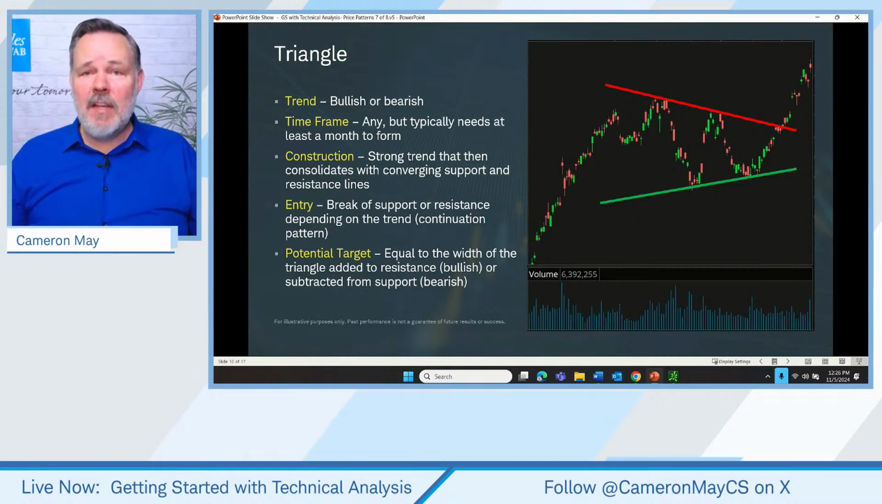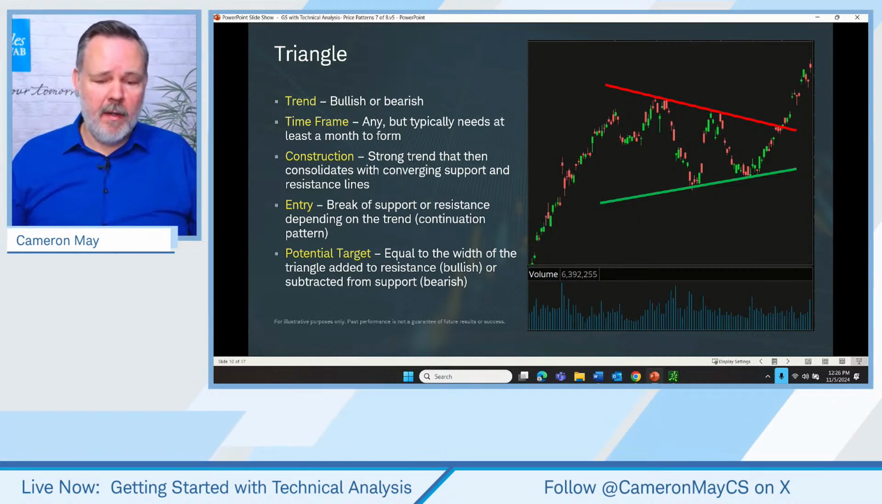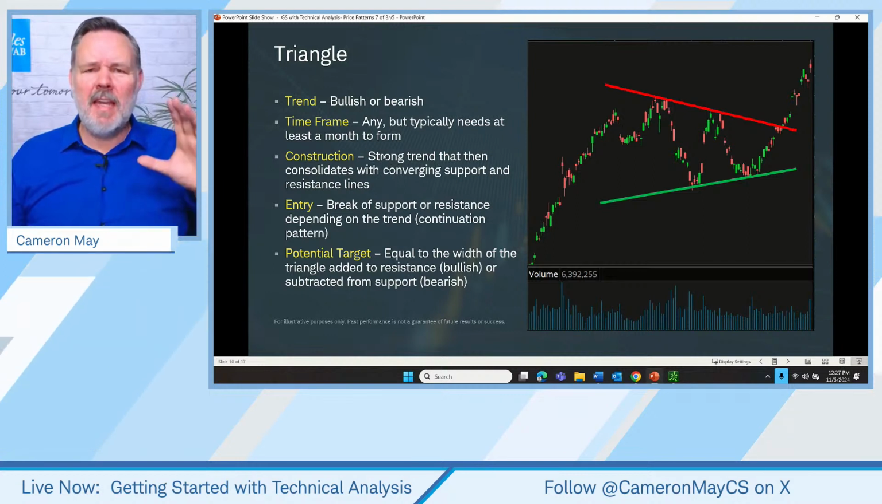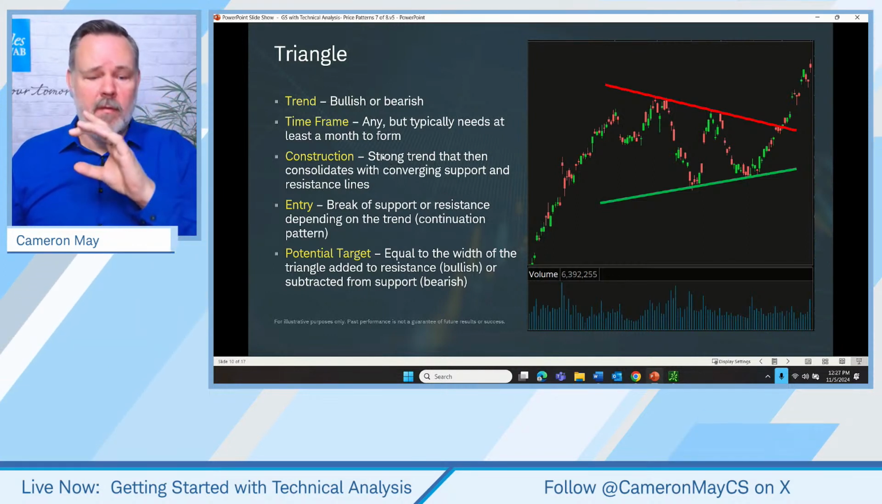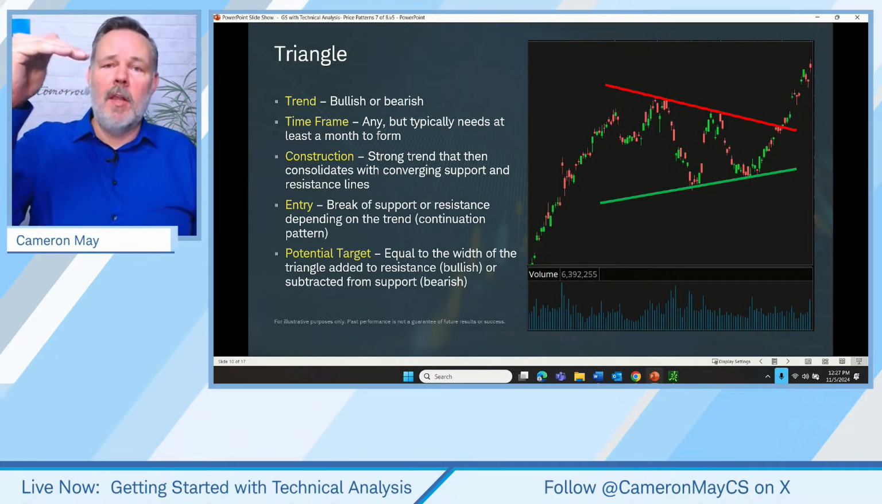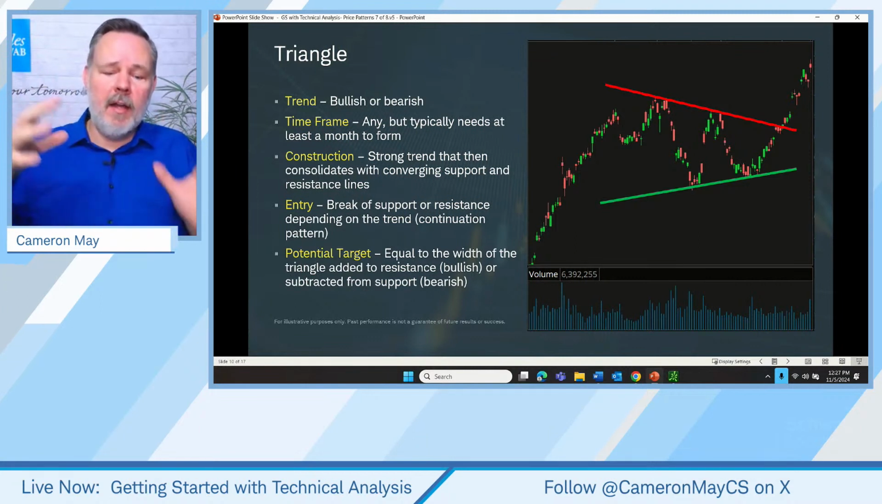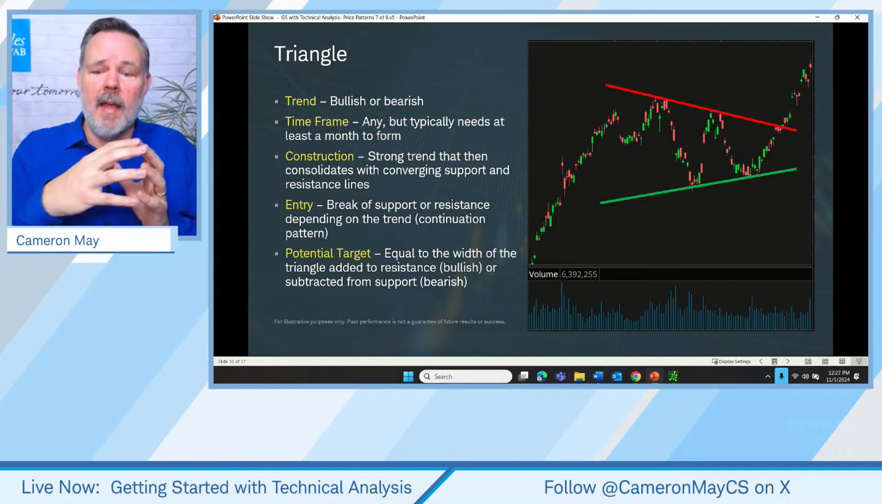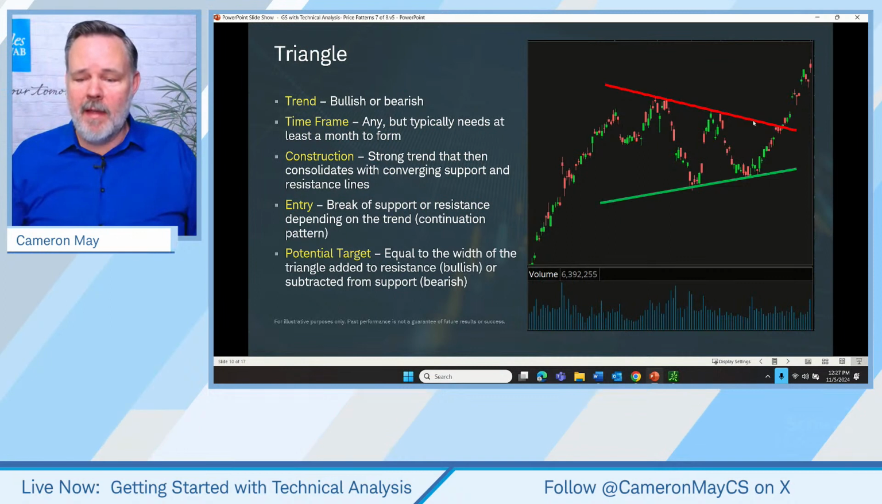The identification or the construction of this pattern is when we have a strong trend up or down, but then we hit a period of consolidation. That just means the stock is going sideways, but where the highs are coming lower, the lows are coming higher, converging support and resistance lines that are sort of dragging price out toward a point. So you can see that here.